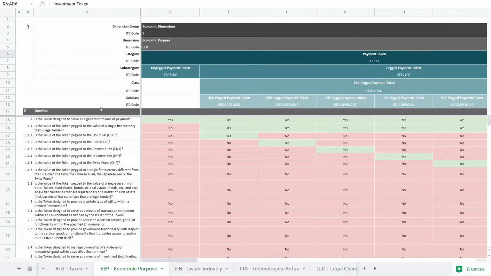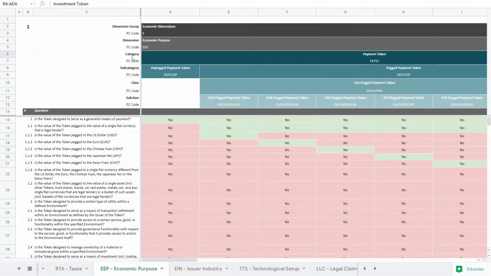So now we are in the economic purpose dimension, which forms part of the economic dimensions. As you can see here on the left, we have a hierarchy. We always have the dimension group, in this case the economic dimensions, then the dimension, economic purpose. And the further we go down, the more detailed is our classification of the specific token.